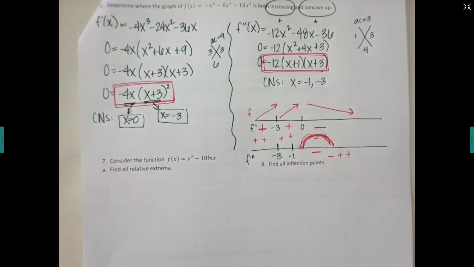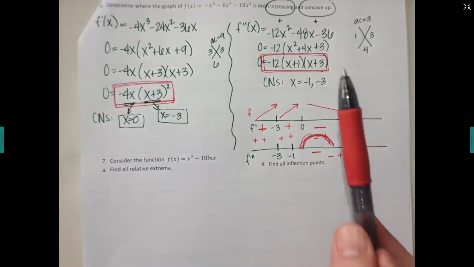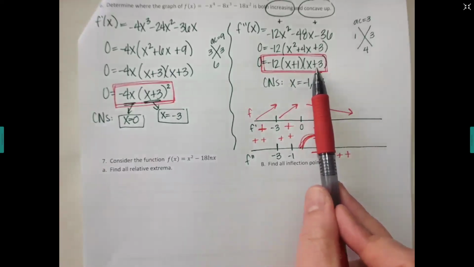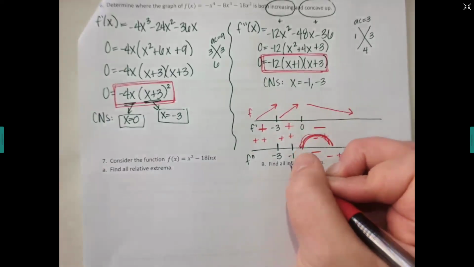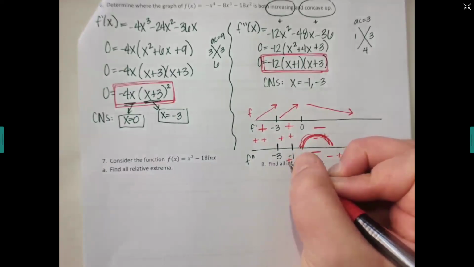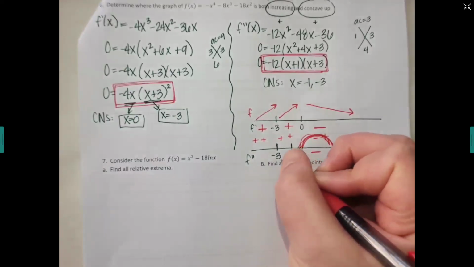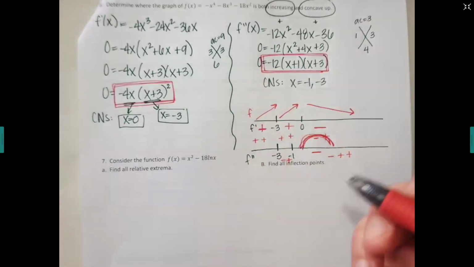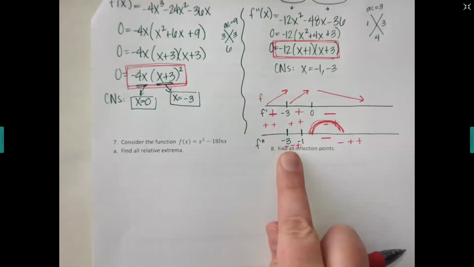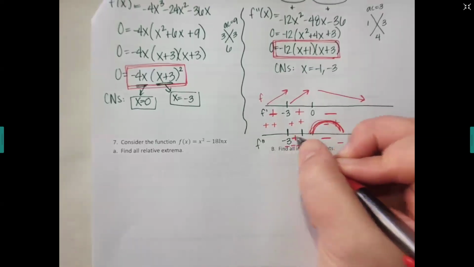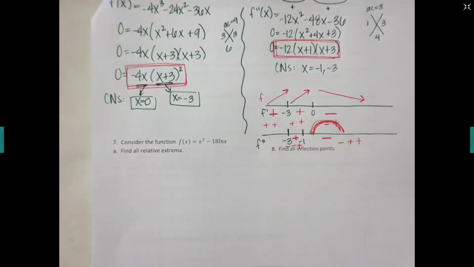Between negative 1 and negative 3, say I pick negative 2. Negative 2 plus 3 is positive. Negative 2 plus 1 would be negative. And then I also have a negative 12 on the outside, so that's a second negative. So it's minus, minus, plus. What's that overall sign? Positive. And if it's a positive on that interval, what's the concavity? Up or down? Up. Very good.